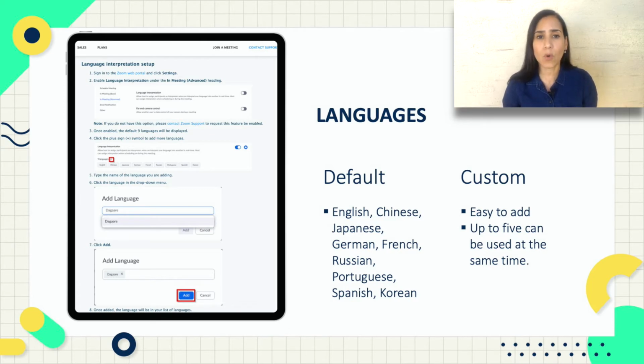Right now, Zoom only lists 9 default languages in their interpretation tool, but there's a very simple way to add more languages manually, which will be custom languages. You can add as many as you want, but there is a limit of 5 custom languages that can be used at the same time.